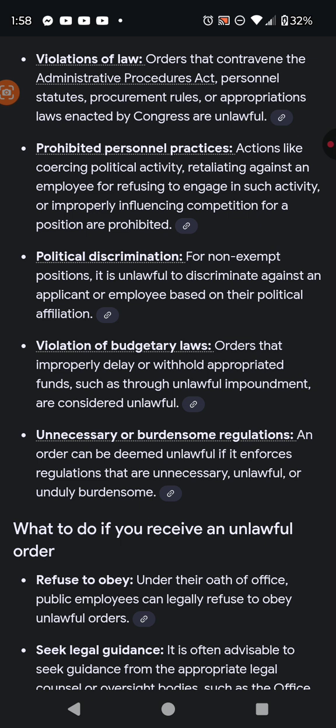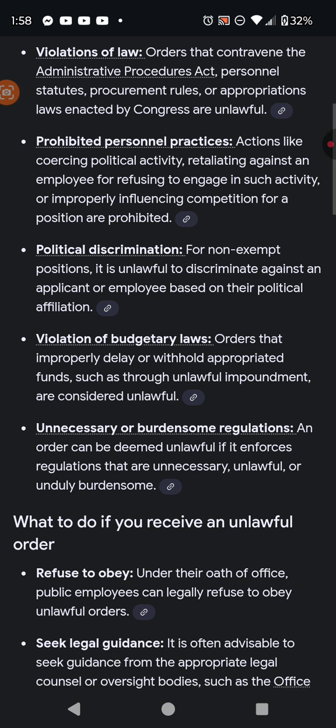Political discrimination. For a non-exempt position, it is unlawful to discriminate against an applicant or employee based on their political affiliation.